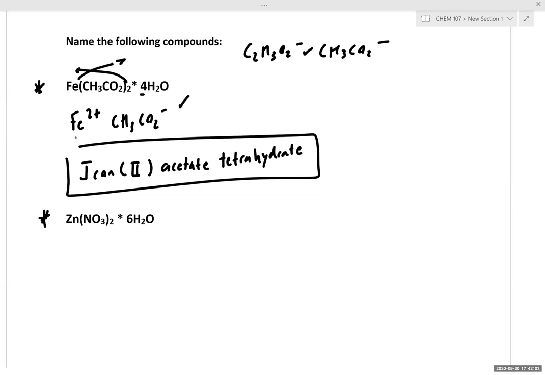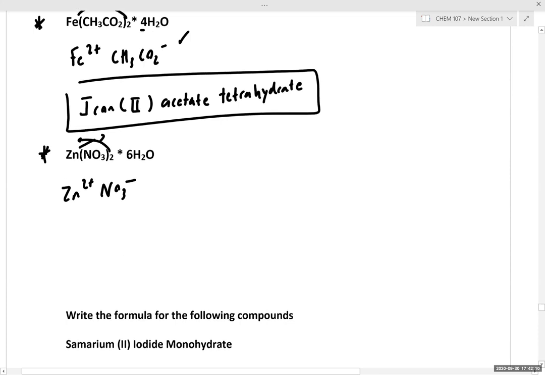Let's look at this next problem. So we have zinc nitrate. So we know that we have zinc 2 plus and NO3 minus. Now for zinc, as zinc is a fixed charge transition metal, I don't have to specify the charge.